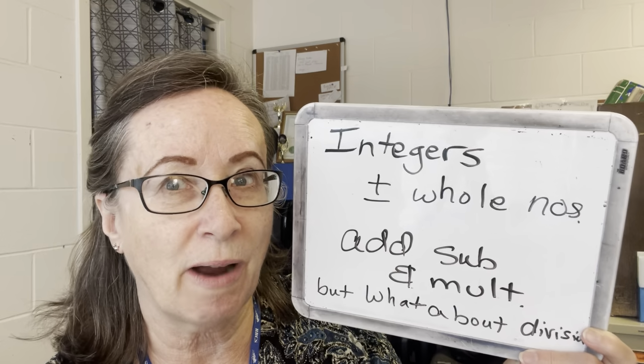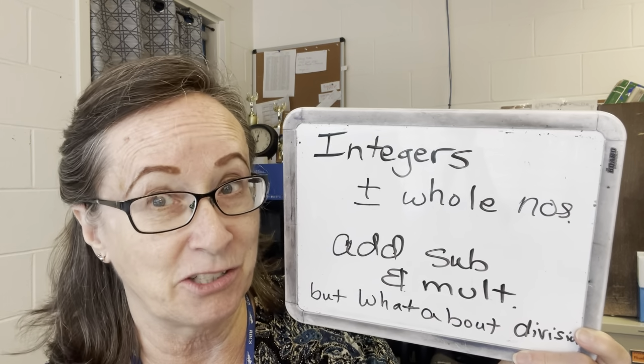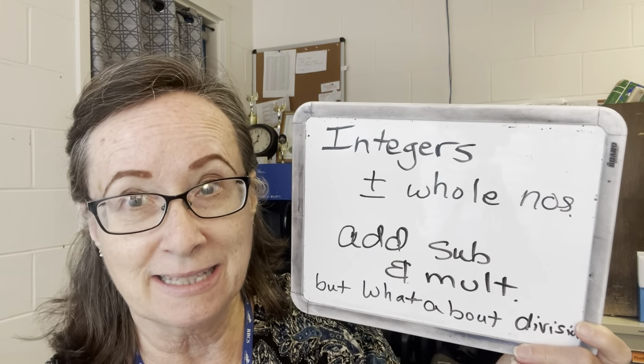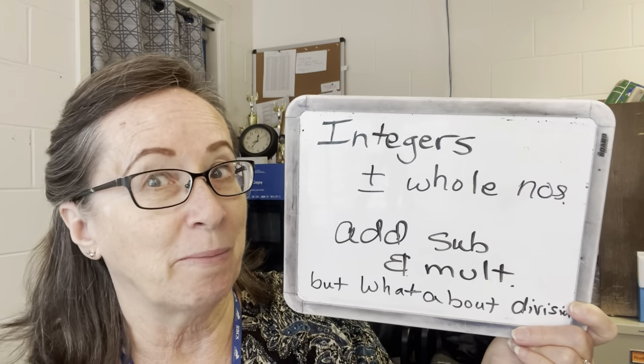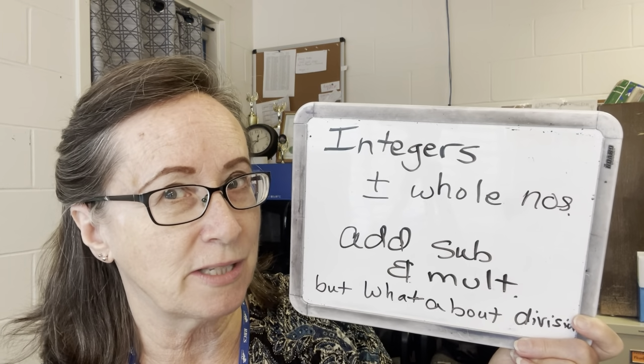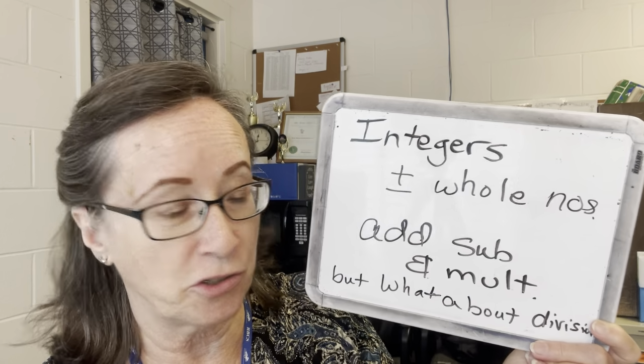If I subtract two integers, since negative numbers are also in the integer group, then yes, I would stay inside the integer group. What about if I multiply two integers together? Yes, I stay inside the integer group.